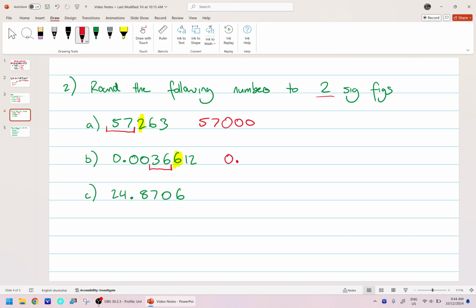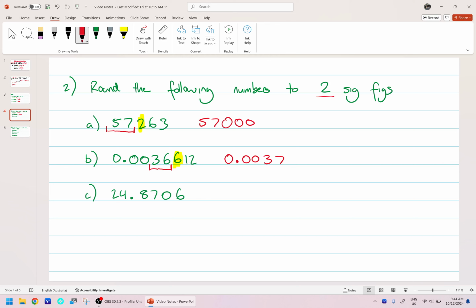So it's going to be 0.0037 because that 6 has been rounded up. In this case, because it's after the decimal point, we can actually chop off the 6, 1, and 2. We don't need to replace them with zeros. We can numerically be the exact same, but when it's after the decimal point, you can chop off any numbers afterwards.